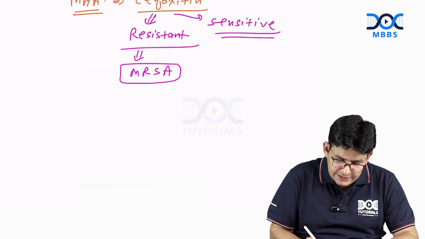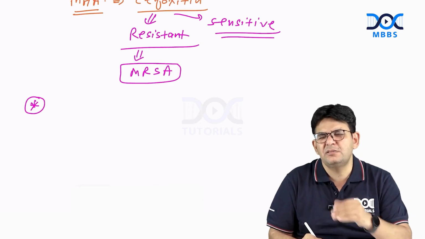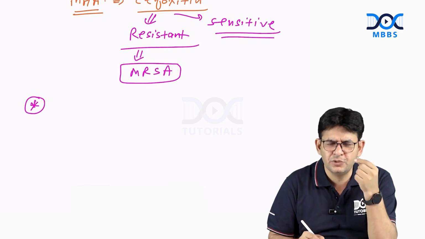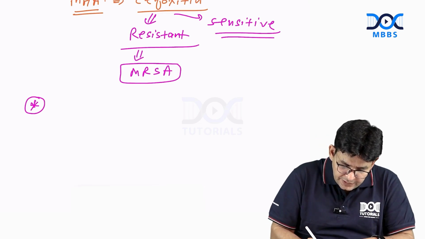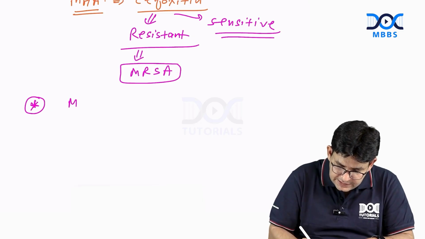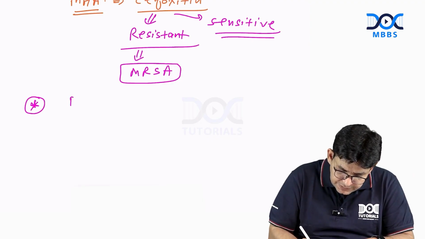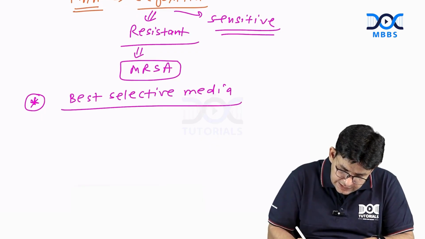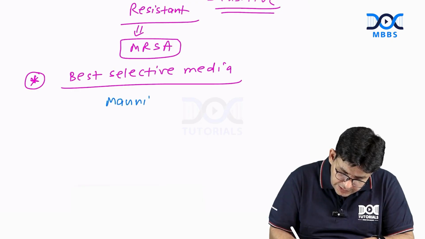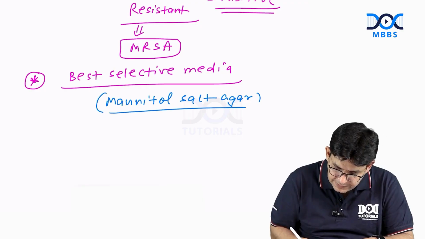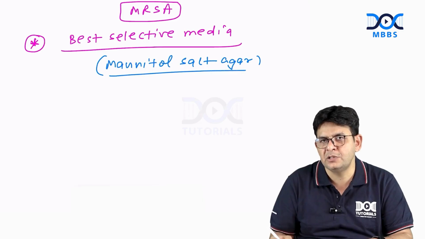Now you might say, sir, why have we not used the selective culture media? Because from the gram staining, you already know that you're dealing with gram-positive cocci in grape-like clusters. Most probably that is this. So guys, if somebody asks you which is the best selective media for the Staph aureus, the answer is mannitol salt agar. What is that? Mannitol salt agar. This is the best selective media, mannitol salt agar.